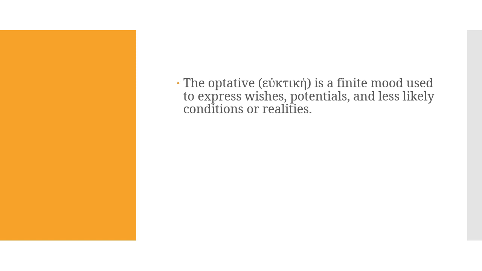It partly overlaps with the subjunctive, and in Latin there is no separate optative, there is only a subjunctive, but in Greek it expresses things that tend to be more remote. So the subjunctive indicates things that may or might be the case. The optative indicates things that may or might possibly be the case.